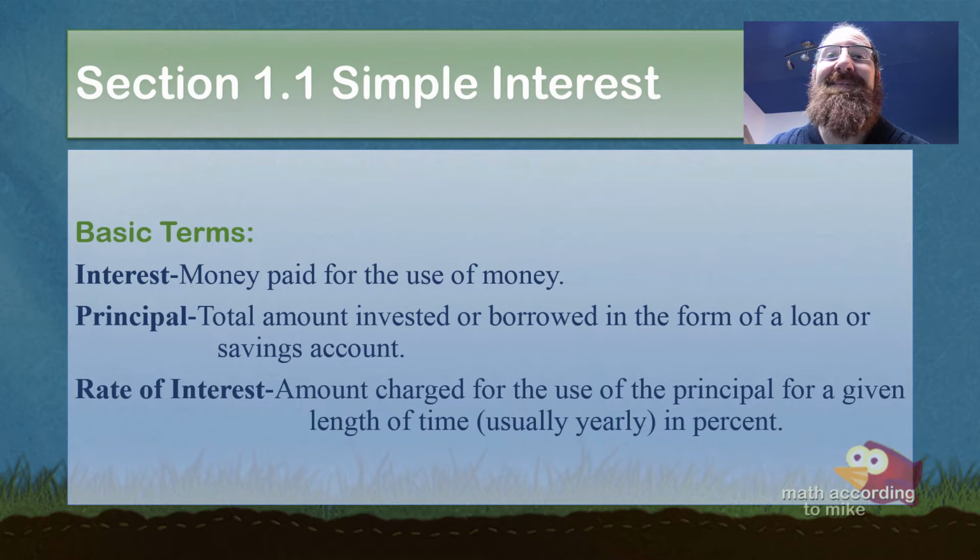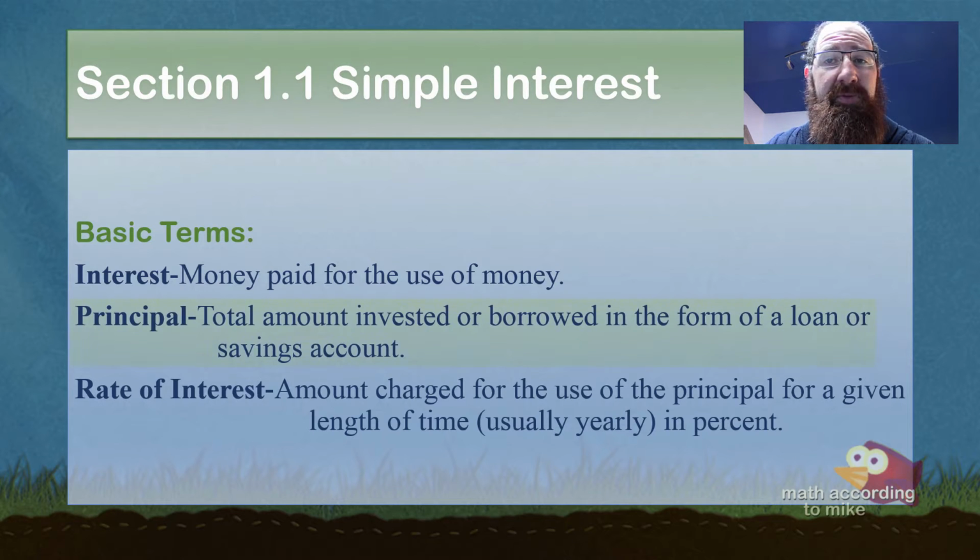First off is the concept of interest. Interest is the money paid for the use of money. Now here's the deal. For all these formulas, you could be the lender or the lendee. It does not matter what side of the fence you're on. So either you're paying the interest or the interest is being paid to you. Again, it does not affect the formula either way.